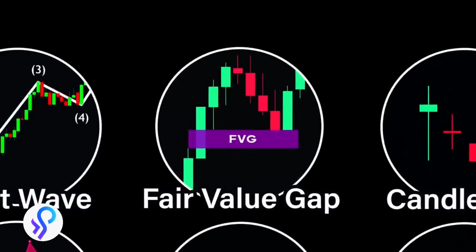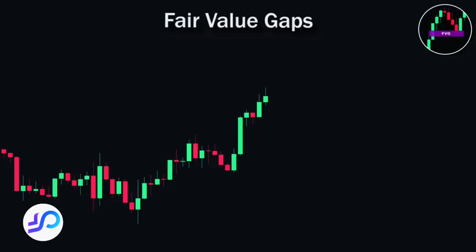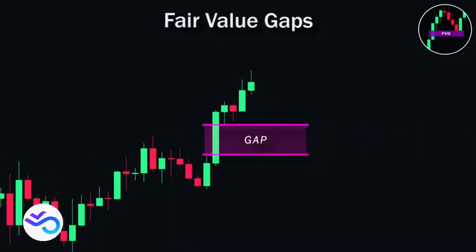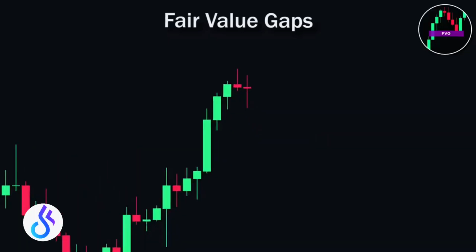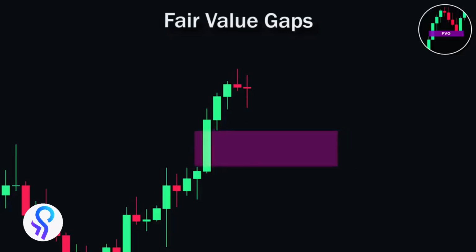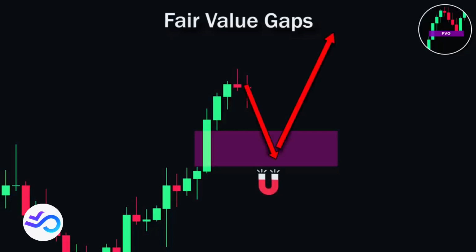Fair value gaps. A fair value gap occurs when a candle forms a significant gap due to an imbalance of buying or selling. To find a fair value gap, you first need to find a candle with a large body. Then, draw a rectangle at the gap. Place it between the previous candle's wick and the next candle's wick. This level now acts as a potential magnet, where price may revisit before continuing its movement.